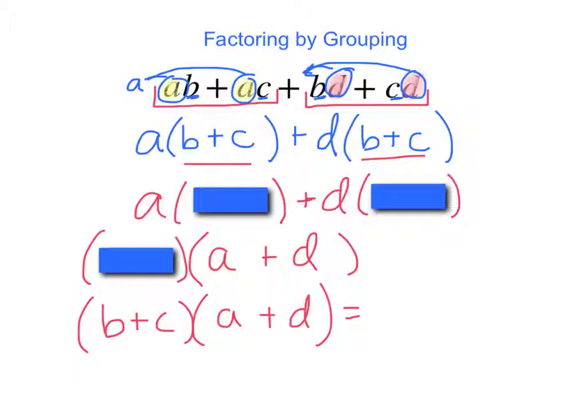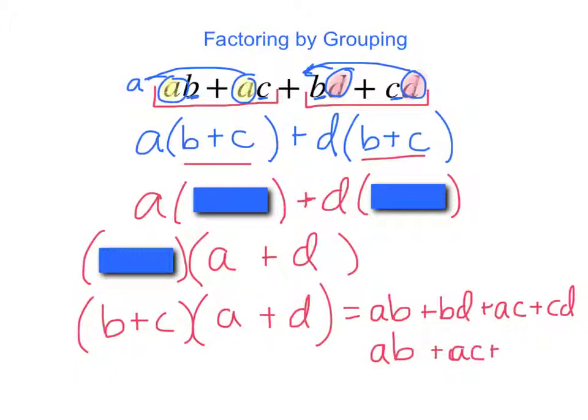First would be B times A, you put it in alphabetical order, so AB. Outer would be B times D, again, alphabetical order. Inner would be A times C or C times A, we're going to put AC. And last would be C times D. And if you look up at the top, that is the same thing as what we had before, just out of order a little bit. BD and CD at the end, and we got it.